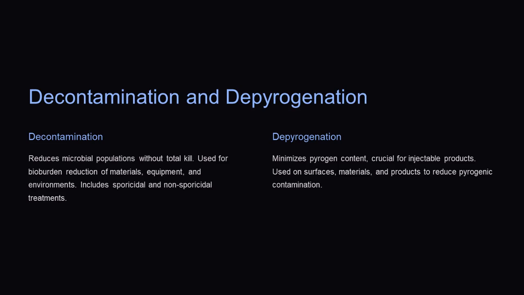Decontamination reduces microbial populations without total kill and is used for bioburden reduction of materials, equipment, and environments. It includes sporicidal and non-sporicidal treatments. Depyrogenation minimizes pyrogen content, crucial for injectable products, and is used on surfaces, materials, and products to reduce pyrogenic contamination.